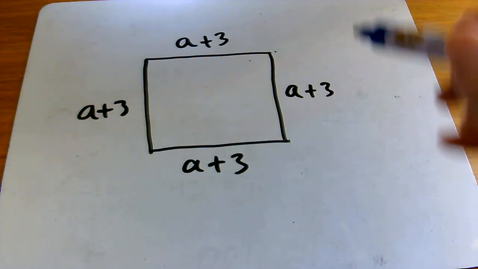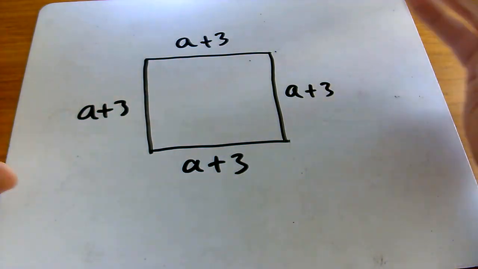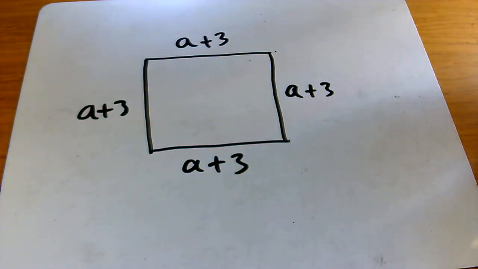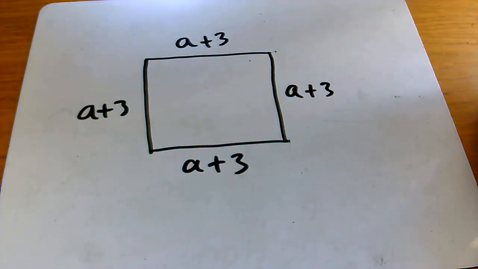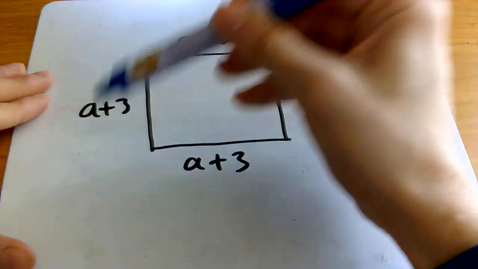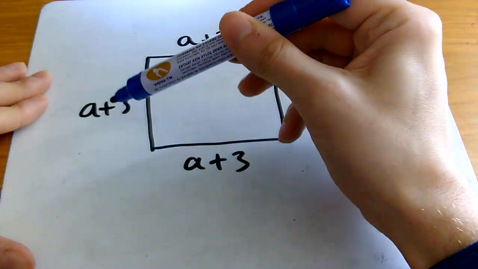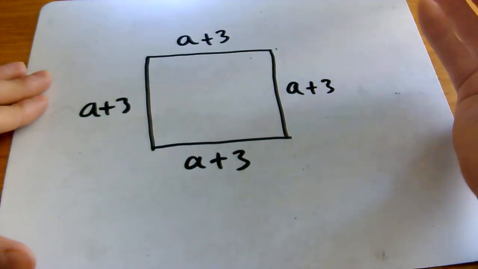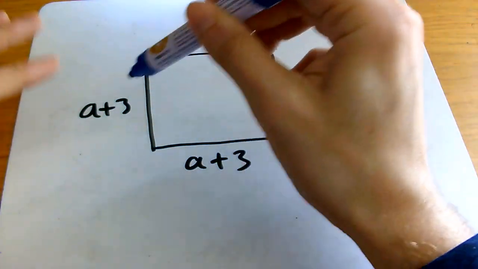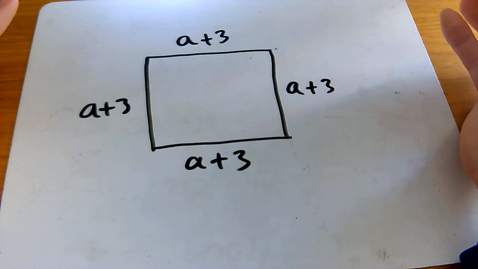So we still don't know exactly what they are, but we know that it's A plus 3. So it's like the previous square, but each side is 3 bigger. We do the same thing, we'd have to add all these together, so A plus 3, add A plus 3, add A plus 3, add A plus 3. Or we would do A plus 3 multiplied by 4.